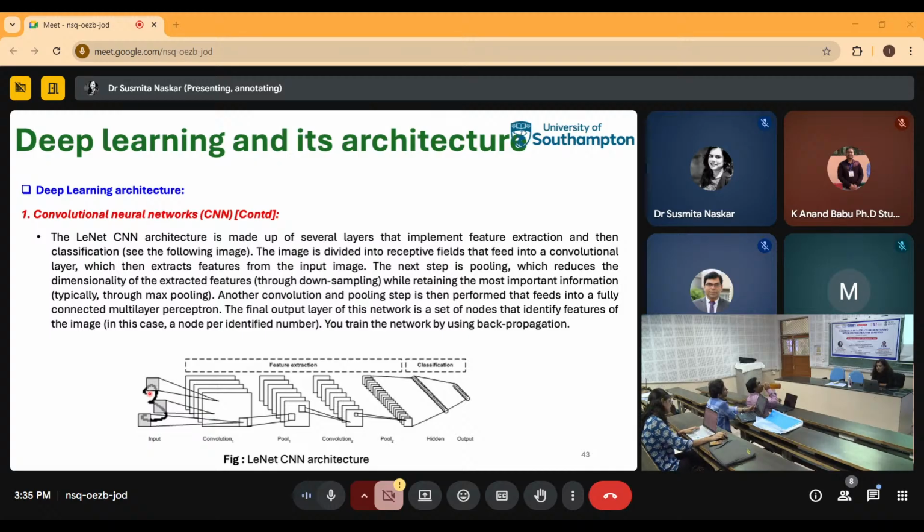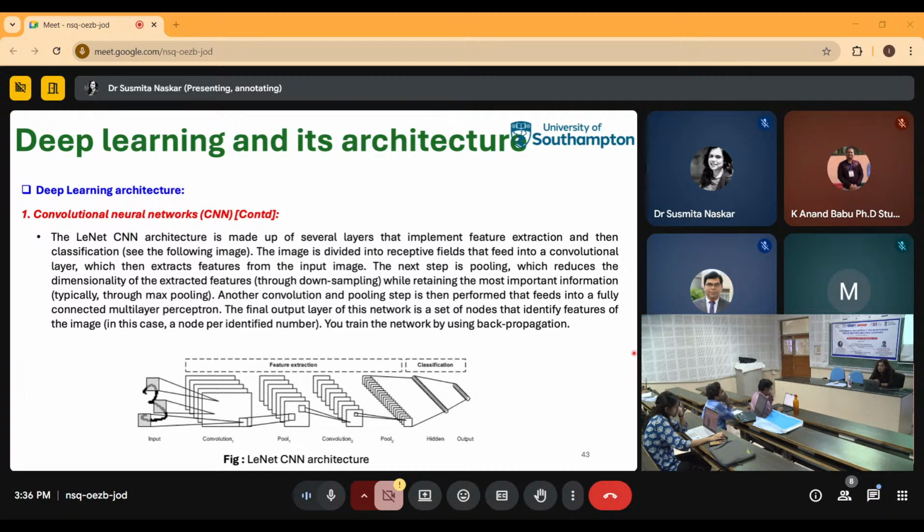Then you will see that they have fully connected layers, like a multi-layer perceptron. The final output layer contains nodes corresponding to each of the classes, for example digits 0 to 9 in handwritten digit recognition, right? The network uses the backpropagation method to learn and adjust the weights during training, and that's how it generally works.